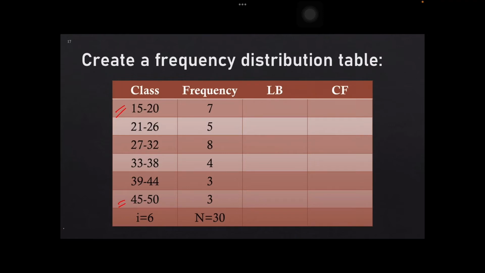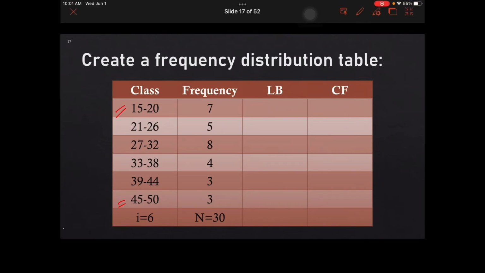Okay? Now, how can you check if your frequencies are correct? Kailangan po ipag-a-add natin sila. Okay? So, if we're going to add 7 plus 5 plus 8 plus 4 plus 3 plus 3, if it is equal to our original n, which is 30, then tama po yung bilang natin sa frequencies. Kapag hindi, ibig sabihin, may mali tayong nagawa. Baka namali tayo ng bilang or baka kulang tayo ng bilang. Okay? Now, let us complete this table. We're going to add our lower boundaries and cumulative frequency. So, of course, paano natin hinahanap ang lower boundary?